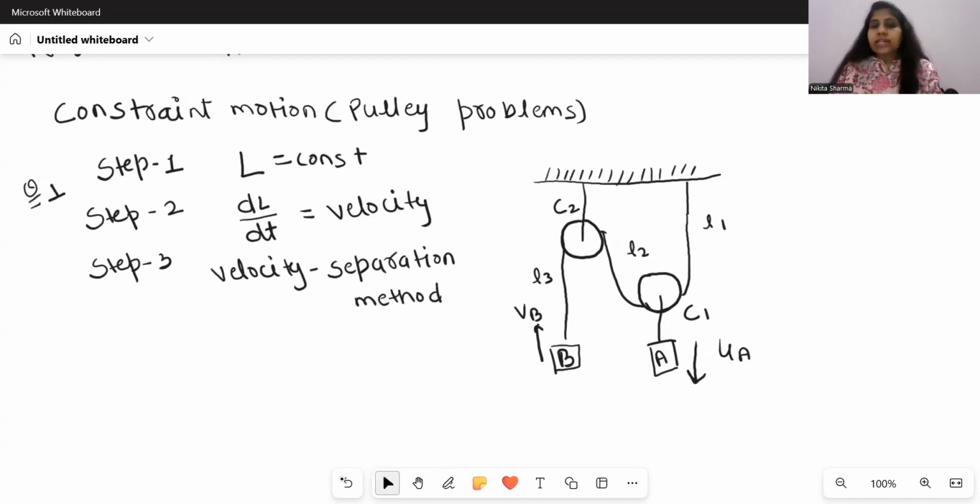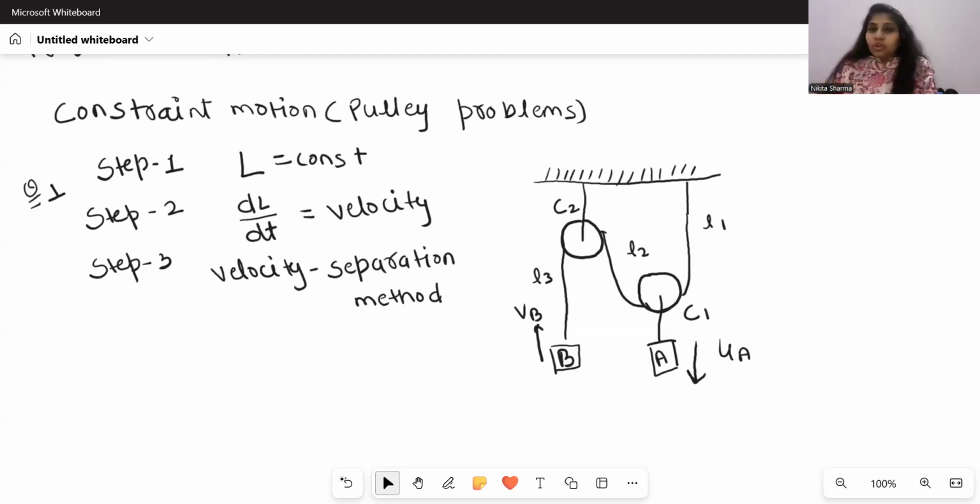We will use the velocity separation method in order to solve step number two. The equation we will get using step number two, we will solve it using the velocity separation method, and that is how we will be able to establish the relation between the UA and VB. I hope up to this part, the things are clear to you.